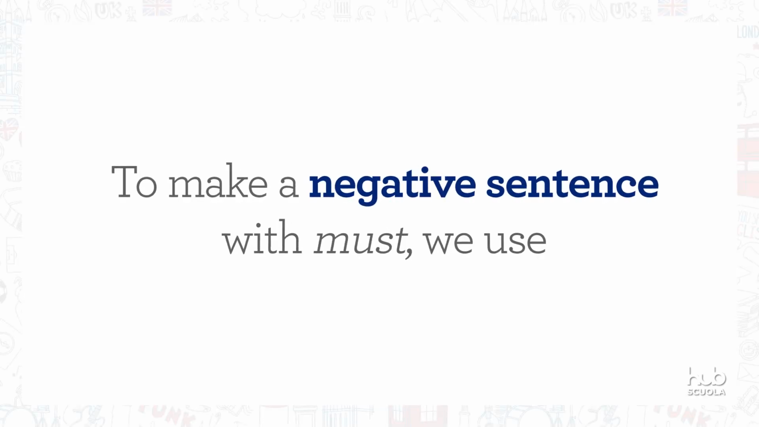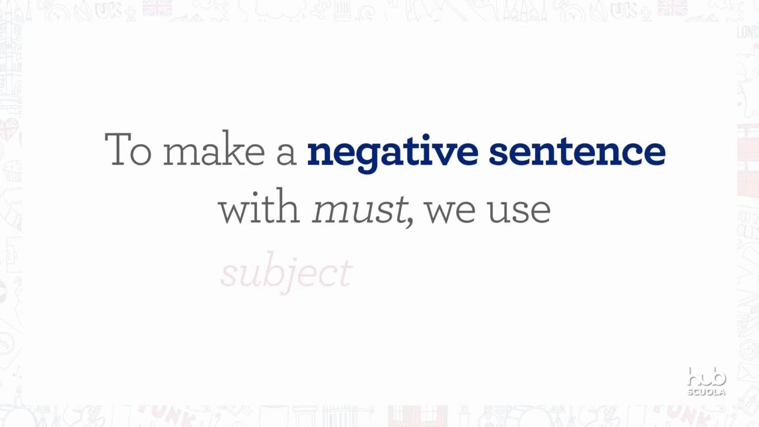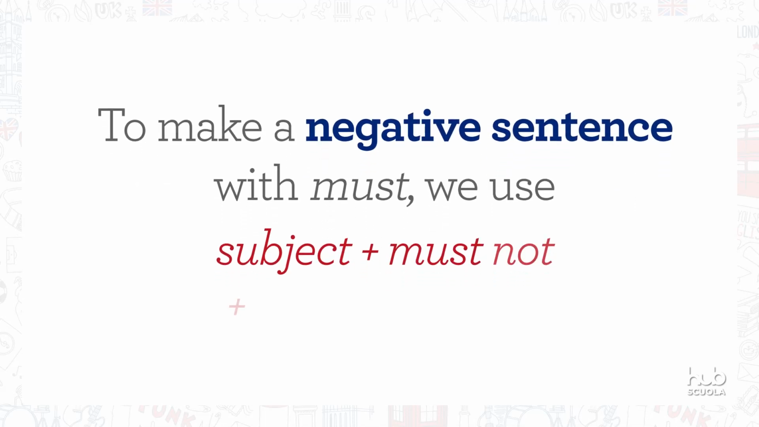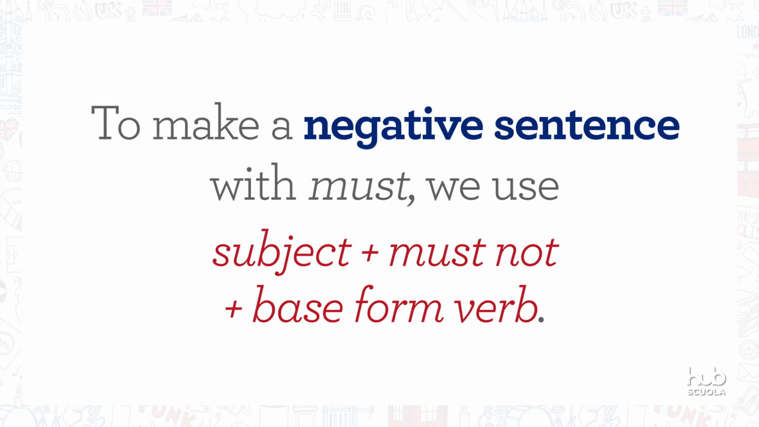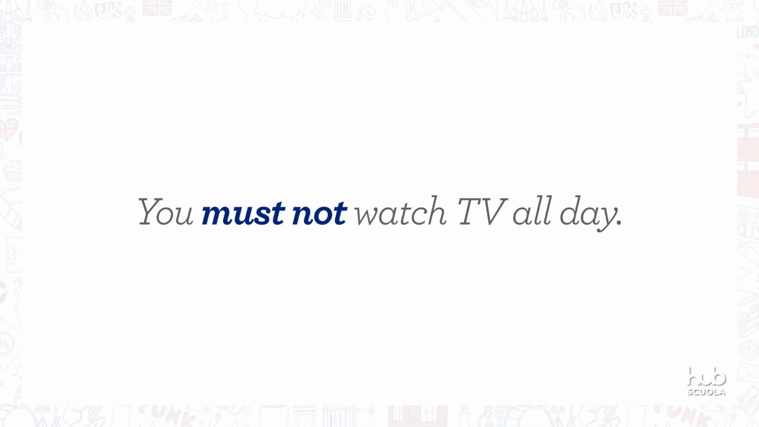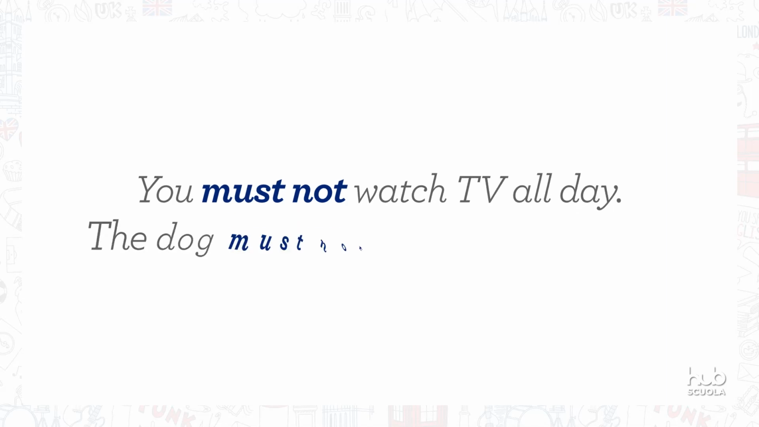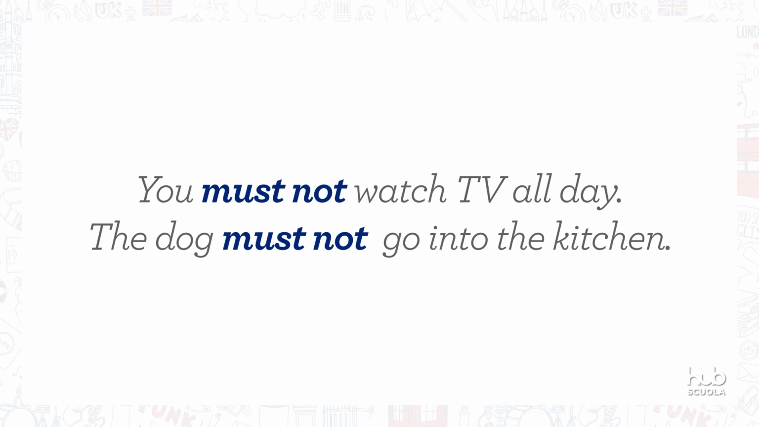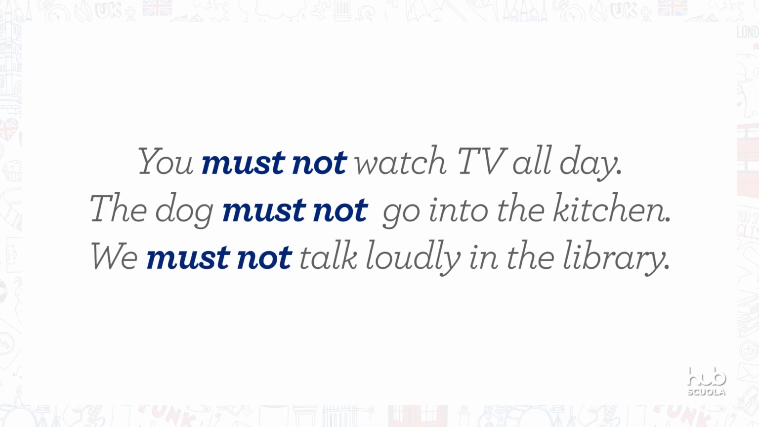Mila must not go to bed late tonight. To make a negative sentence with must, we use subject plus must not plus base form verb. This means that an action is prohibited. For example, you must not watch TV all day. The dog must not go into the kitchen. We must not talk loudly in the library.